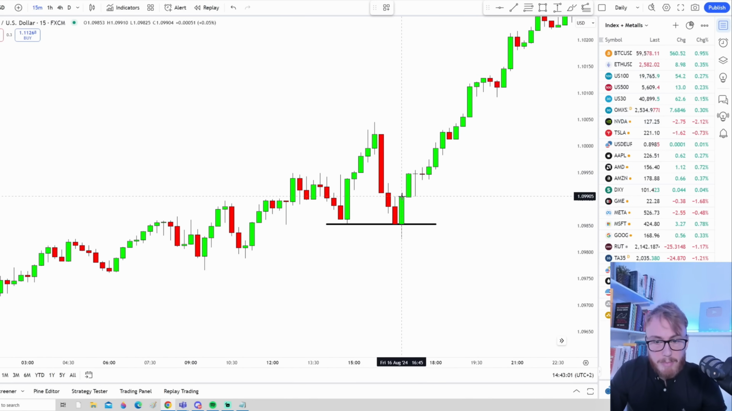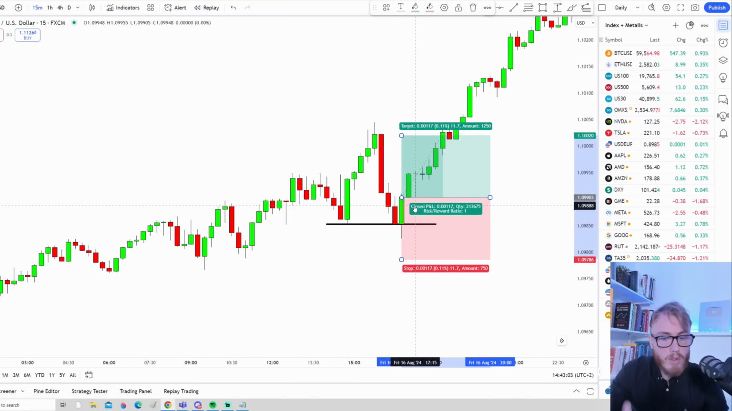And the trigger for this pattern is to enter here on the candle close on the candle that just quickly dipped below and then pushed above the support. But what about the stop loss level and the target level?